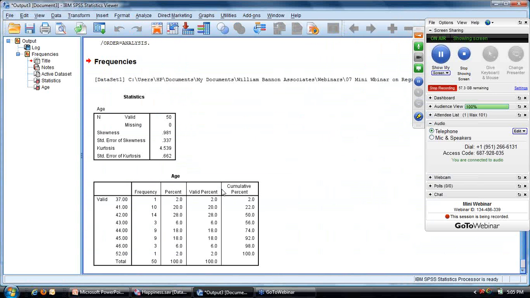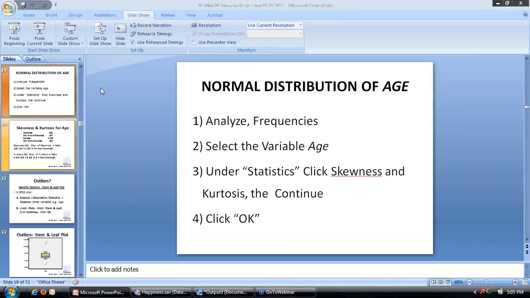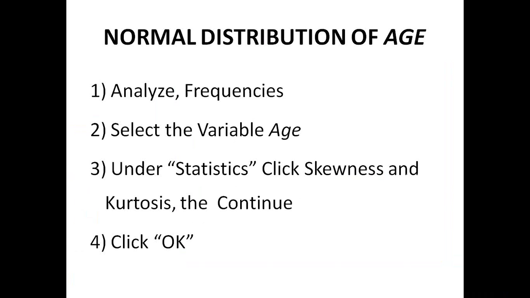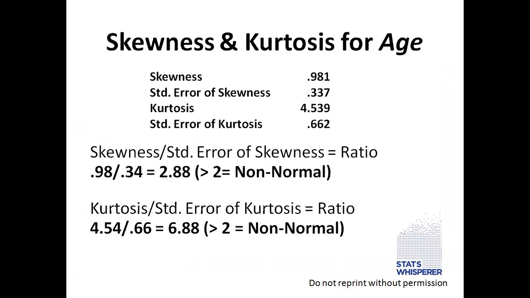So there we go. You see right there, you have skewness for age, there's a skewness of 0.981 with its standard error, the kurtosis, and its standard error. So these are listed in the slide. Here's the path that we followed in SPSS, and there's our skewness and kurtosis that we computed.